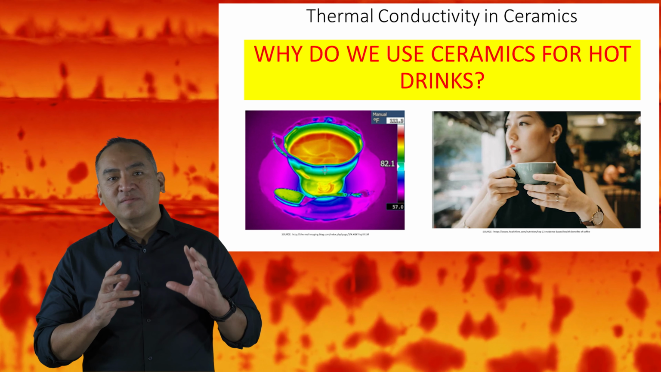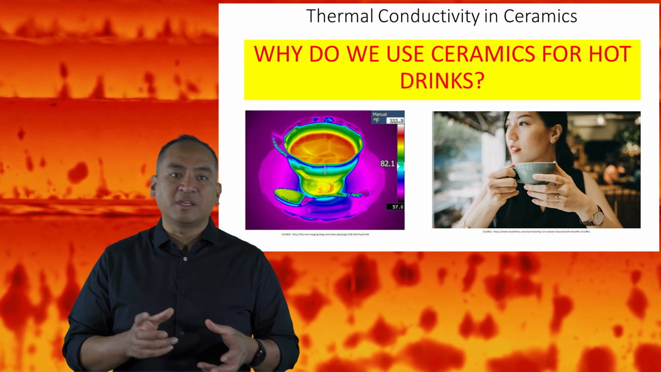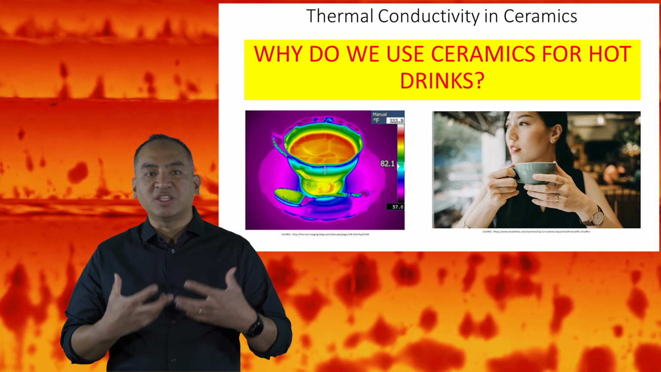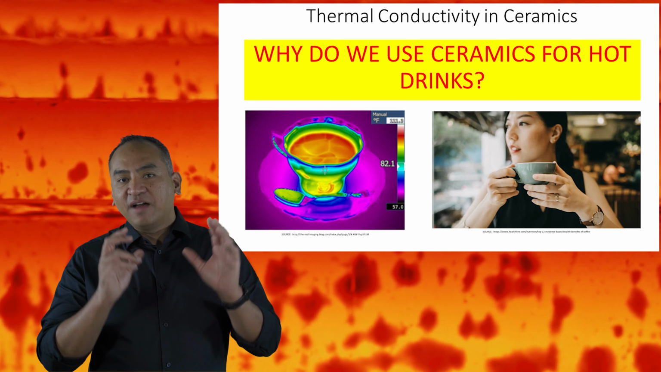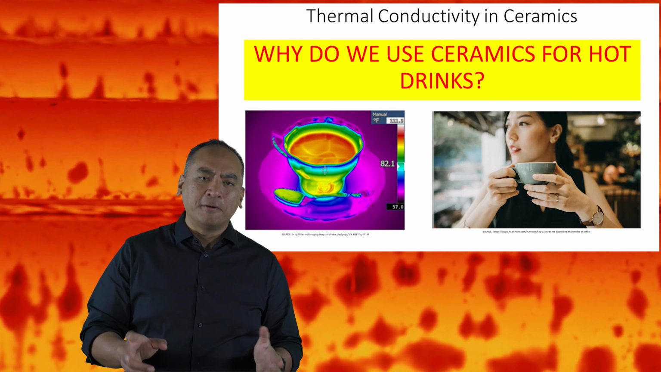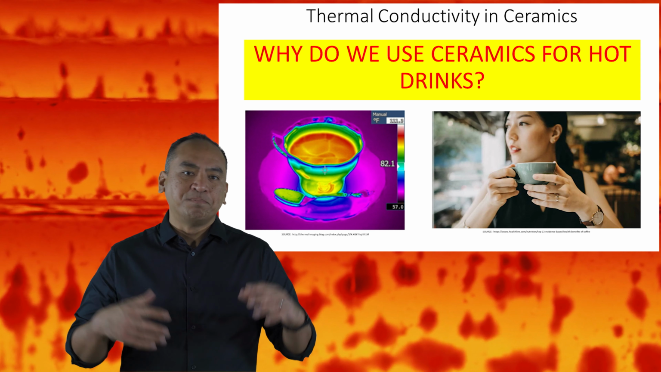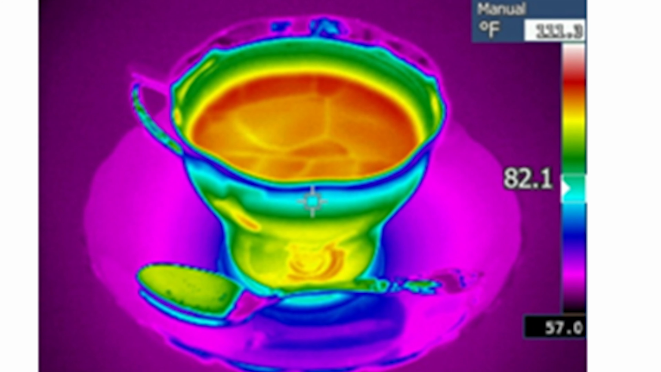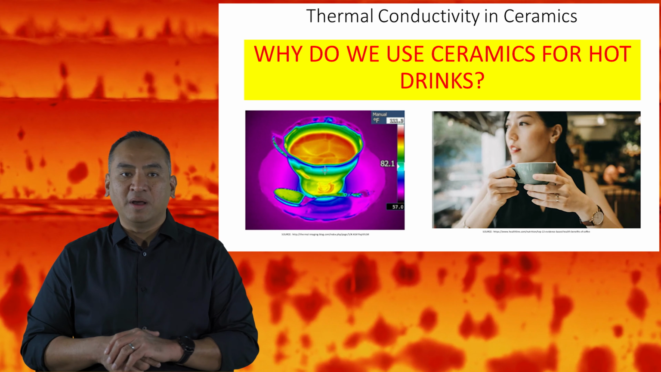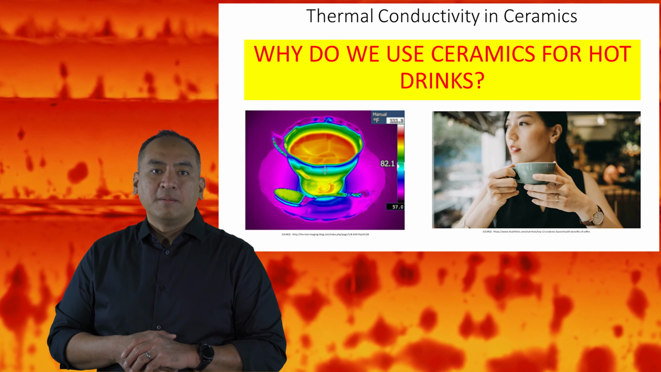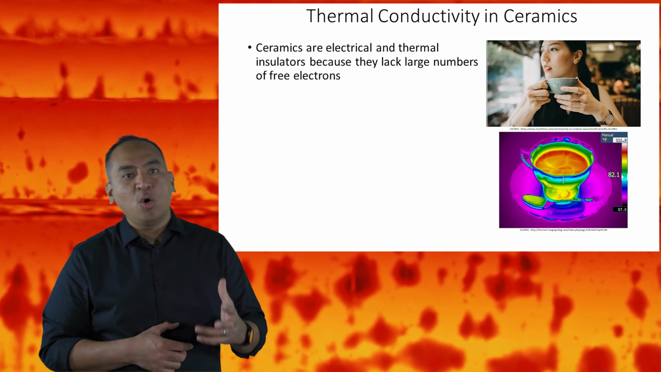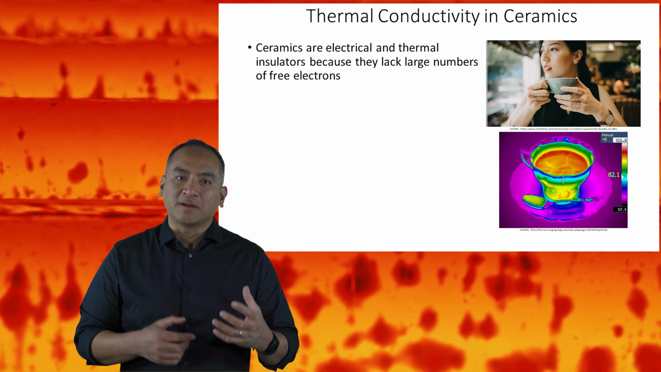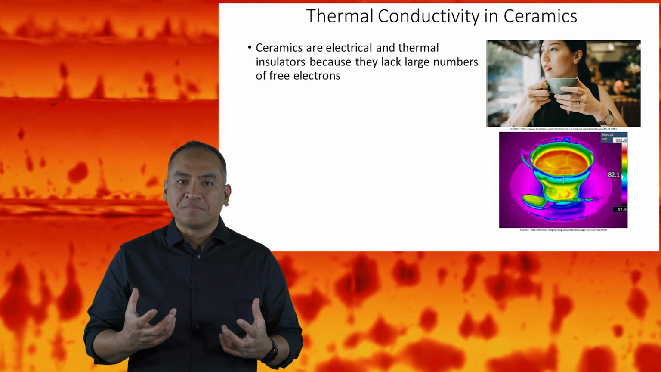Furthermore, another reason for using ceramics for hot drinks is because we typically want our hot drinks to stay warm. Having a material with a low thermal conductivity means that less energy is lost to the environment. You should now have some understanding of why we use ceramic mugs for hot drinks. Properties of material are always linked to its structure at the atomic level.